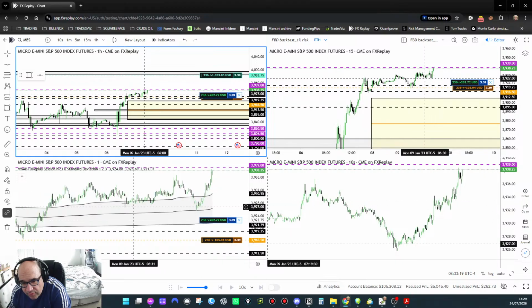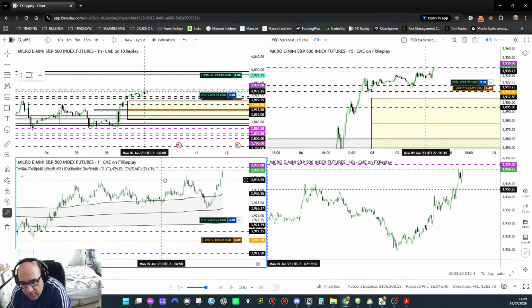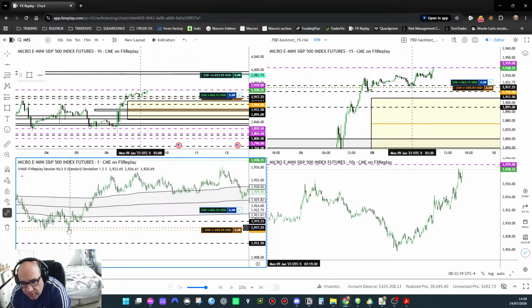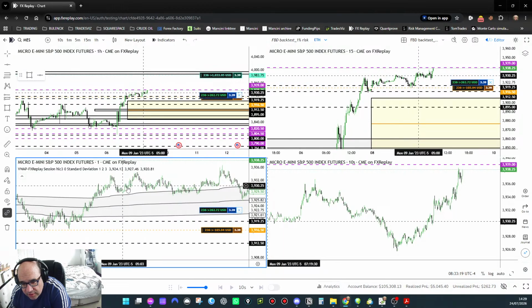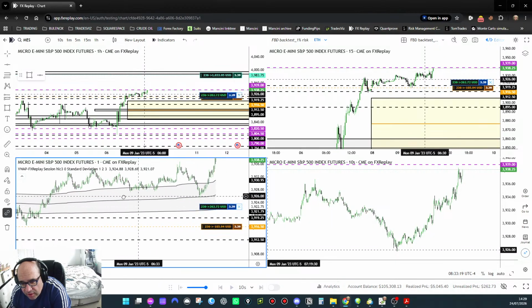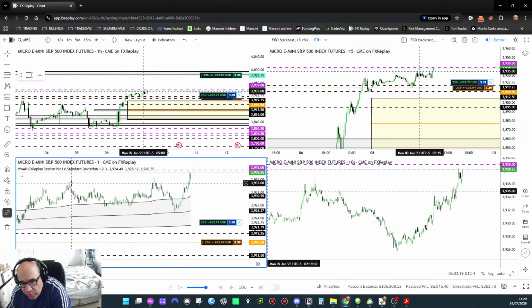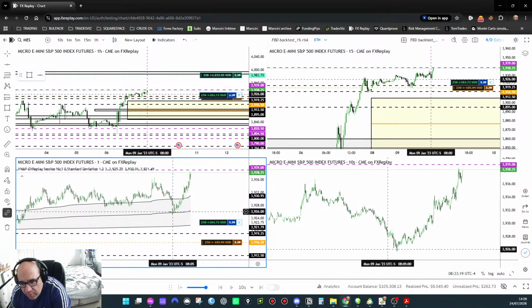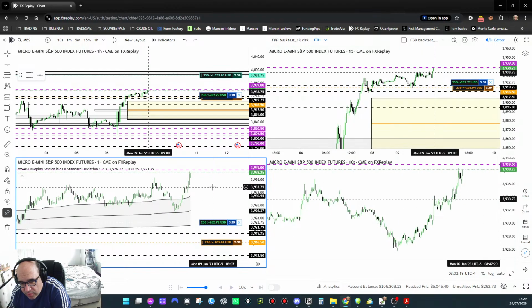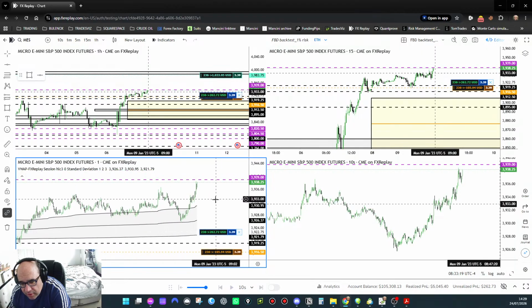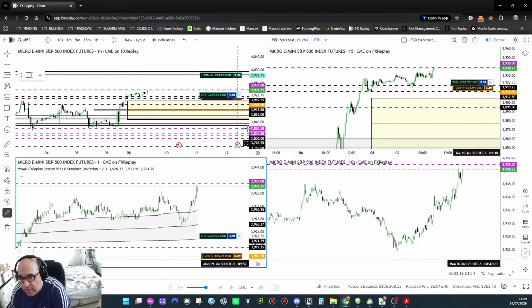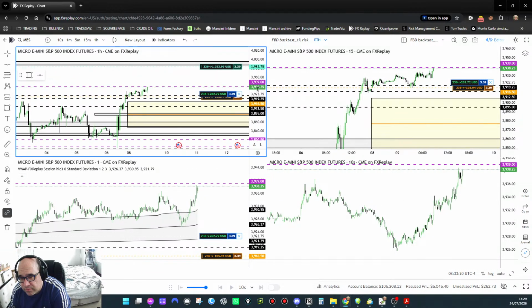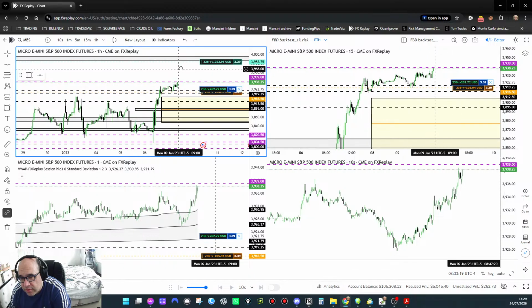You can see we got a fail breakdown right here. Did the second test, it held. DVA came back, it couldn't break this high, this should probably be a minor level. Came back to test the VWAP, and boom, we hit it. And now I'm gonna take another screenshot.